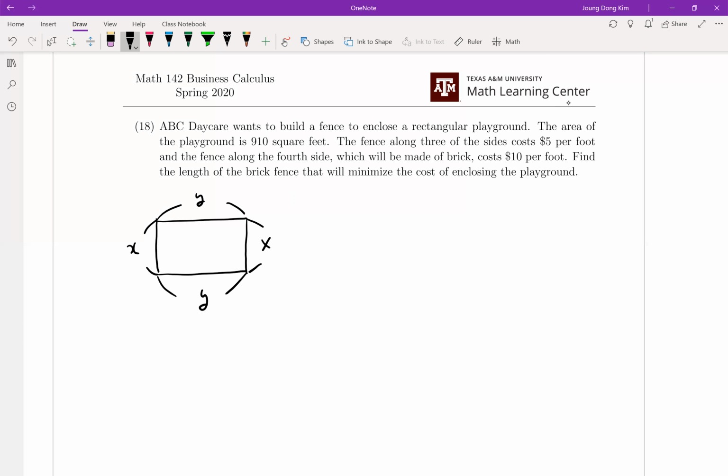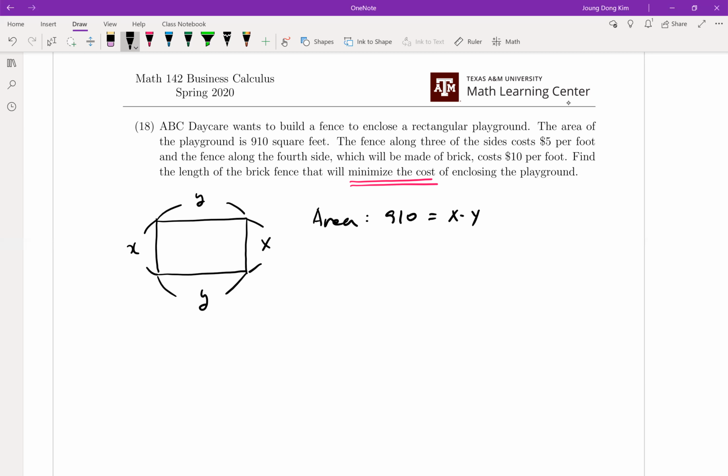But look at the problem. The final question, you have to check the question. It is the very last line. They said find the length of the brick fence that will minimize the cost. So basically this problem will talk about the cost, so we have to set up the cost function, which is the target function. Before starting, look at the first line: the area is 9,10 square feet, which can be calculated by X times Y. We're going to use this to update my target function.